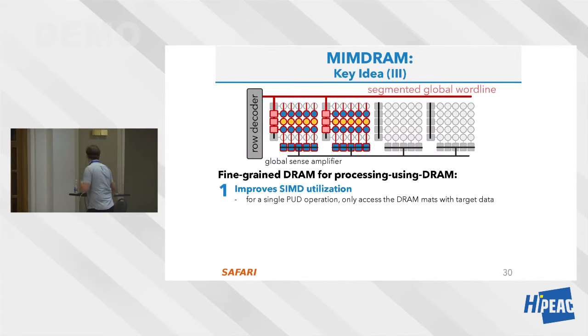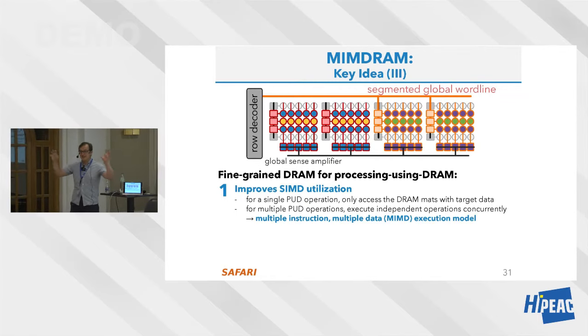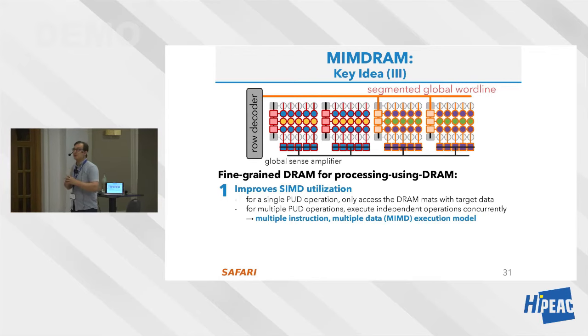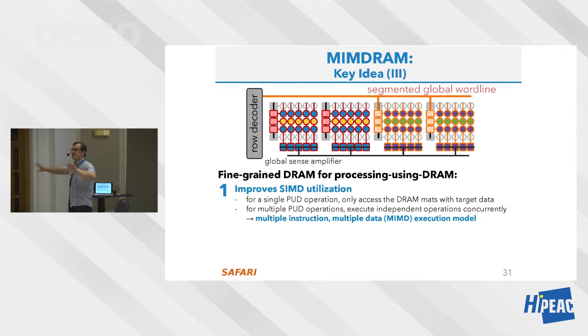The key idea is to use fine-grained DRAM. This improves SIMD utilization. For a single processing using DRAM operation, you only access the DRAM mats that contain the target data. And now you have another opportunity, which means that while you're executing one instruction that's targeting these mats, you can execute another instruction targeting some other mats. So you could actually pack multiple instructions together, either in VLIW mode or even more loosely, a multiple instruction, multiple data mode. That's why it's called multiple instruction, multiple data execution model in DRAM. So these could be belonging to different applications. Different applications can be executing in different mats. And we have a method for scheduling this, both in the software as well as the hardware.